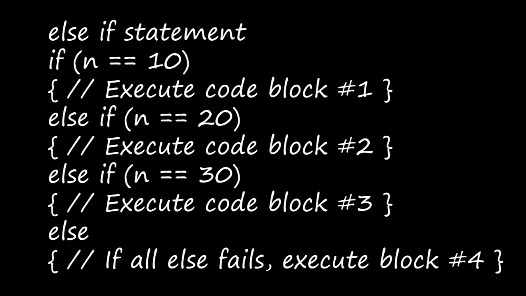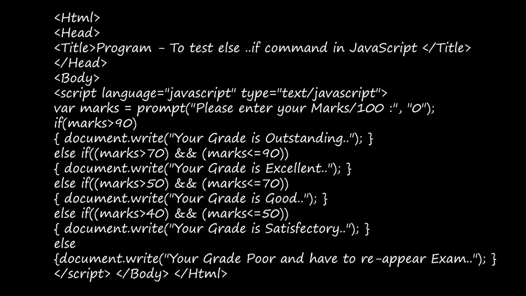If n is not 30, 20 or 10, it goes to the else, and one block is there. If all else fails, execute this block. That means if the value of n is 10, 20 or 30, those blocks will be executed. If the value of n is other than 10, 20 and 30, whatever is in the else part will be executed. We'll see an example so you'll get a clear idea of this.